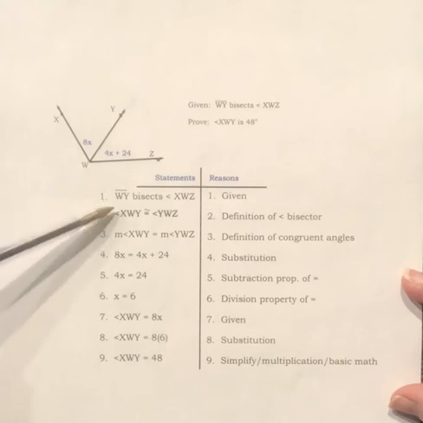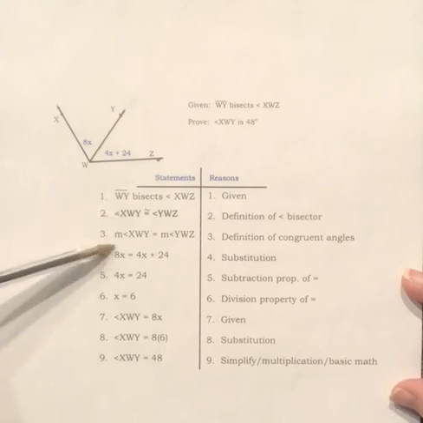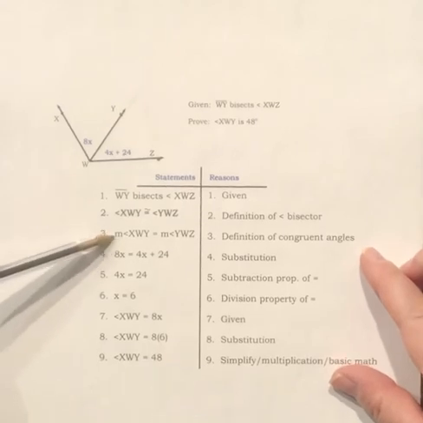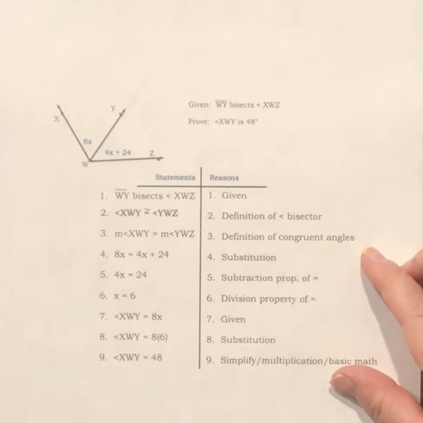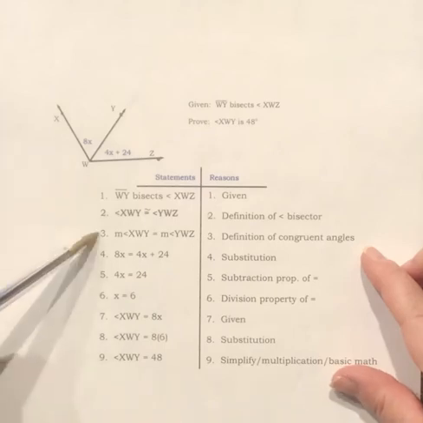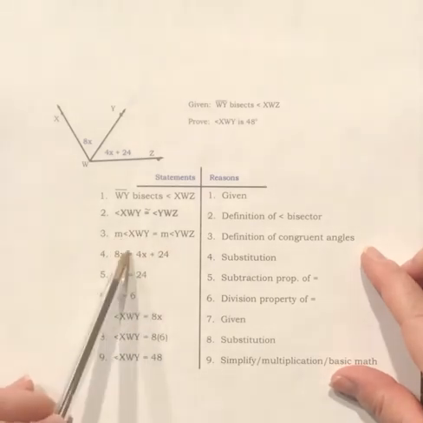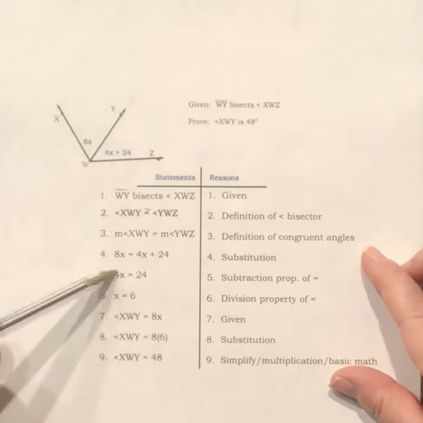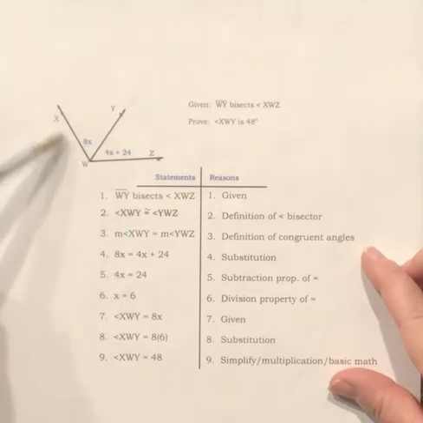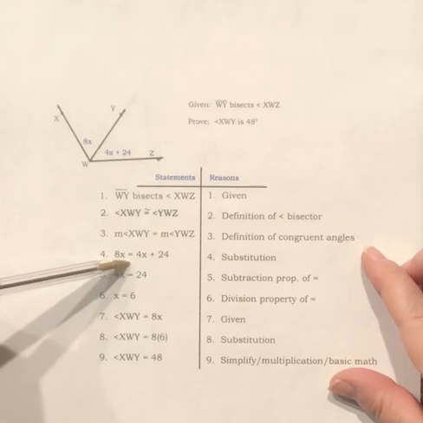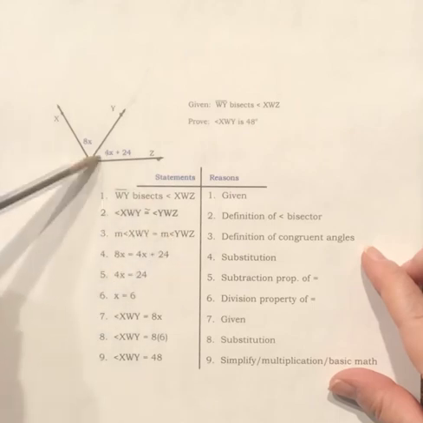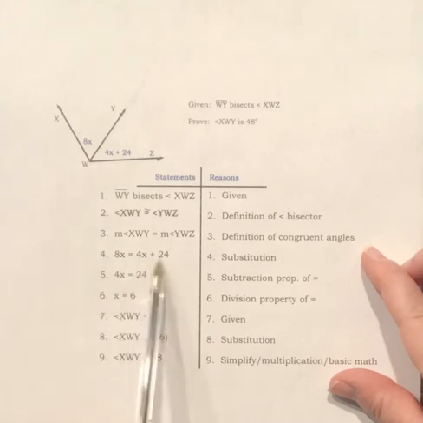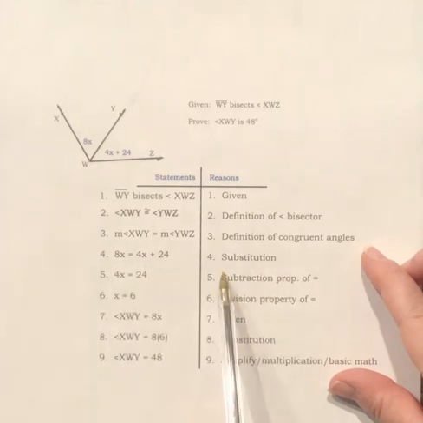Again, my relationship. If I know that the angles are congruent, then I know that their measures are the same. So the measure of angle XWY equals the measure of YWZ, because that is the definition of congruent angles. Or you could say congruent angles have the same measure, either way. Once I've established this relationship, then I can take what I was given here as far as the labels go and substitute that in. So angle XWY is 8x, and that equals angle YWZ, which is 4x plus 24. And again, the reason I can say this is because of substitution.